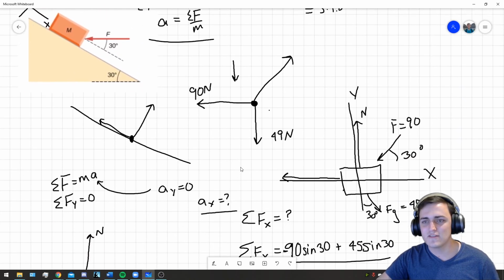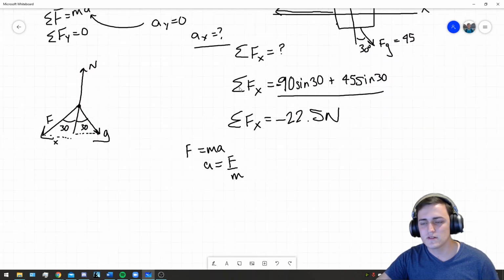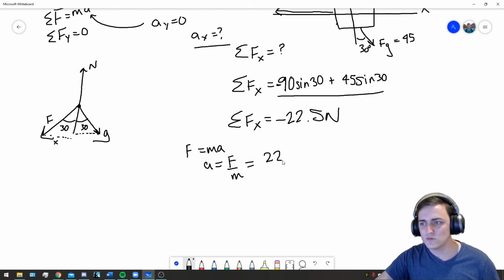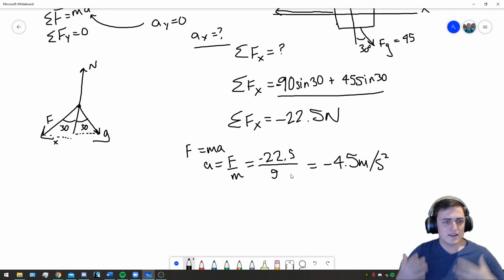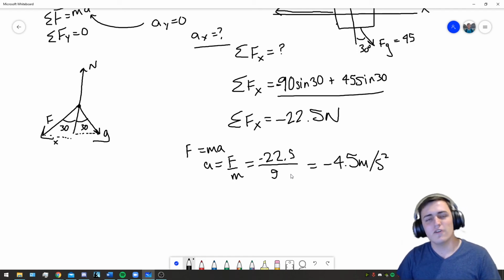And so we can go back and look. Our mass was 5 kilograms in the question. And so a is 22.5 over 5. And we can go ahead and plug in that negative as well. And we'll end up with a negative acceleration, which just means to the left. And our acceleration is negative 4.5 meters per second squared. And that is the magnitude of the acceleration up the ramp.